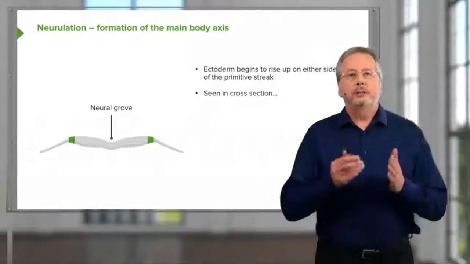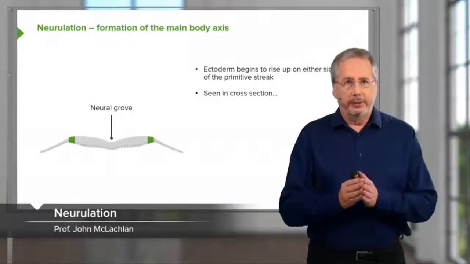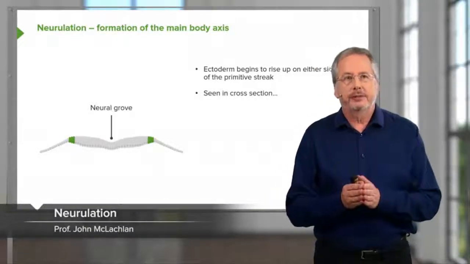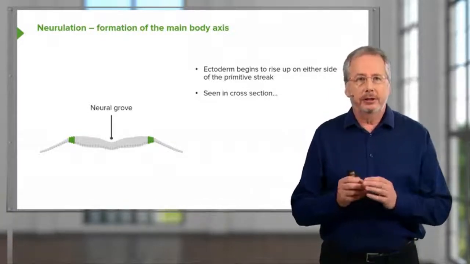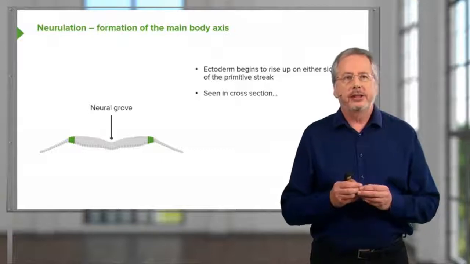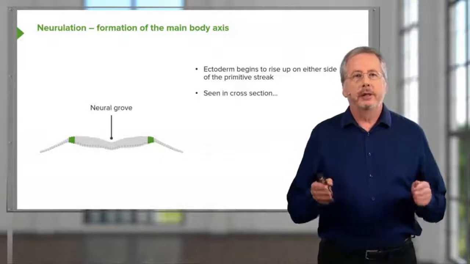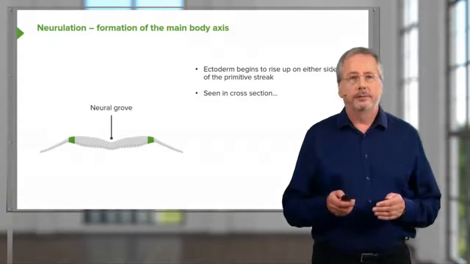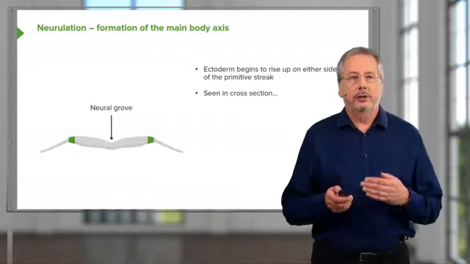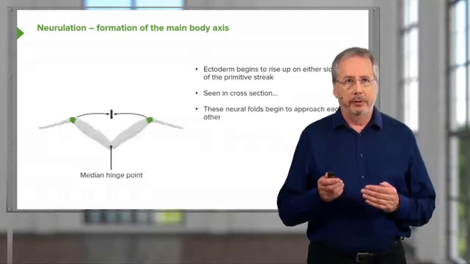So once the main body axis has been laid down by the primitive streak, the next process is formation of the neural tube, what will be the spinal cord in the adult. And what happens is that the ectoderm on either side of the midline begins to rise up around the groove in the centre. So again, we're looking at a cross-section across the axis of the body of the embryo.